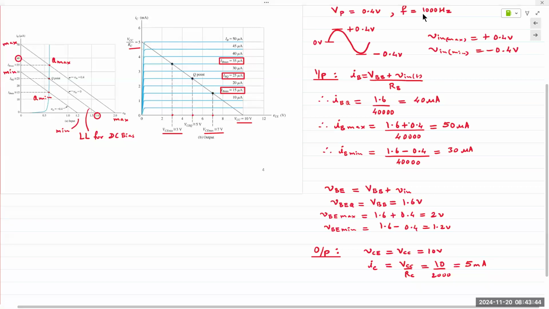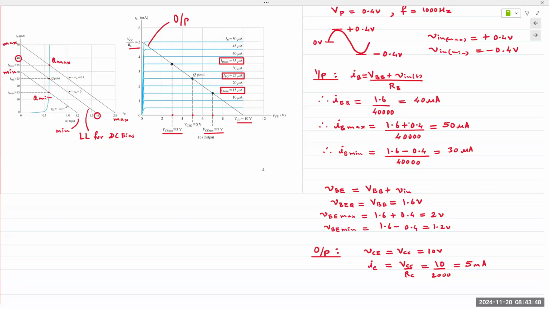The intersection of the output load line with the output characteristics gives us our output. And that is the load line analysis. This is how we find the output voltage using load line analysis.